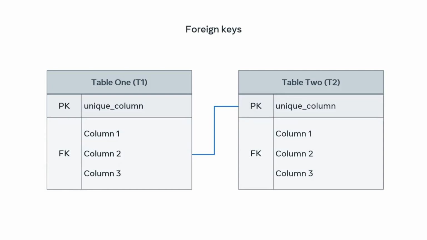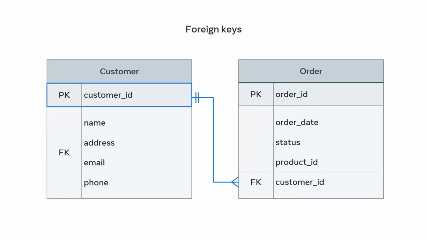In addition, the reference table T2 is known as the parent table, while the referencing table T1 is the child table. Don't worry if all this seems a bit complicated. Let's simplify things by exploring an entity relationship diagram using the customer and order tables from earlier. In this diagram, the order table relates to the customer table by including the customer ID attribute and defining it as a foreign key inside the order table.